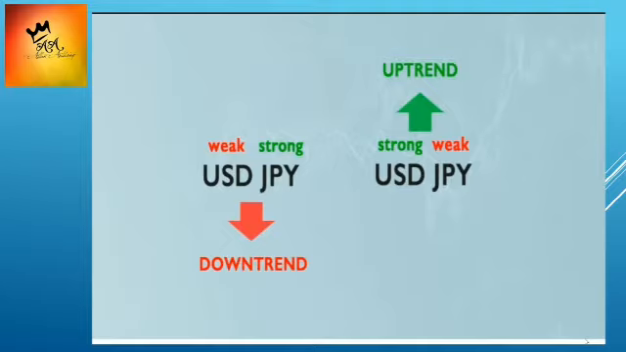In this example, on the left side of the page, the US dollar is rated as weak. The Japanese yen is rated as strong. When the first currency in the pair is weaker than the second, we are likely going to see a downtrend. The higher the contrasting strength between the 2, the stronger the trend. In the example on the right side of the screen, the US dollar is rated as strong and the Japanese yen is rated as weak. In this case, we'll likely see an uptrend.